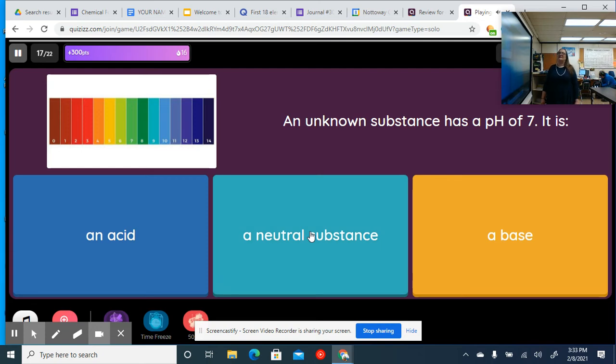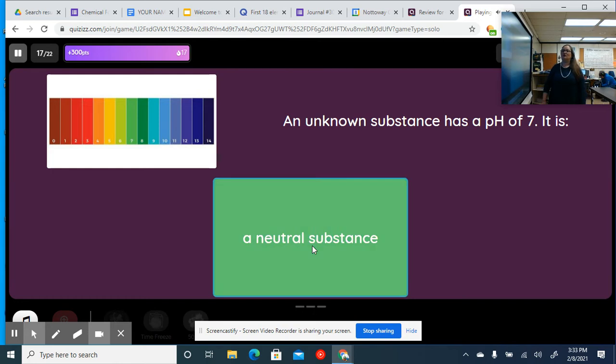An unknown substance has a pH of 7. 7's right there in the middle. It's water. It's neutral.